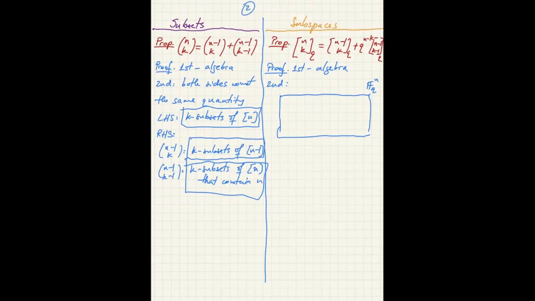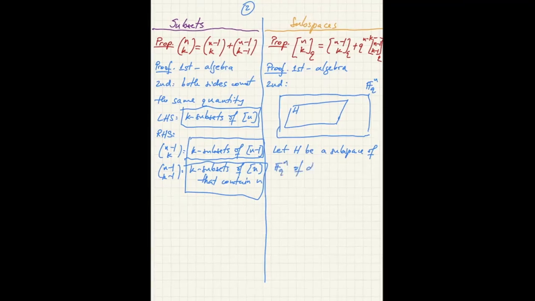Now, inside here, let's take H. So this represents H. Let H be a hyperplane, so a subspace of F_q^n of dimension n minus 1. And this H, in some sense, plays the same role as the set n minus 1 from before, from the left-hand side. So in the case of the sets, we counted the k-subsets by splitting them according to whether they're contained in this smaller set n minus 1 or not. Okay, so that's the same thing that we'll do here.